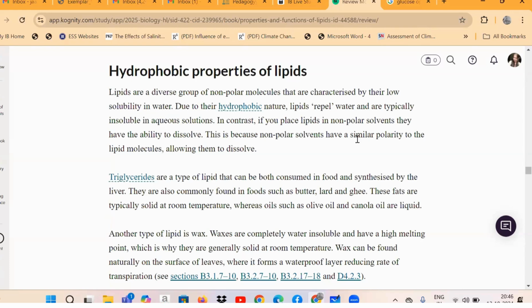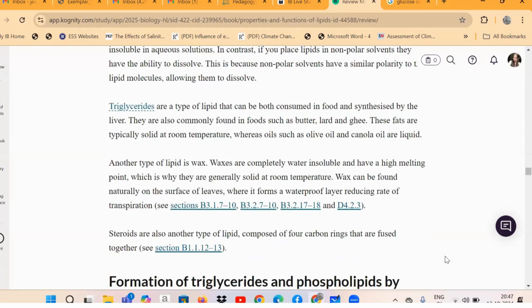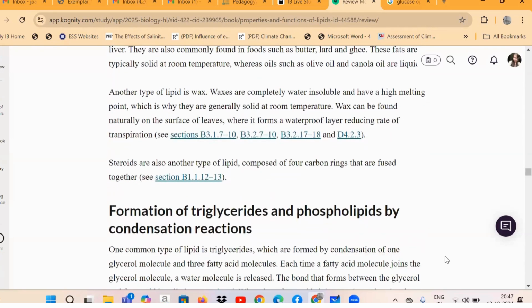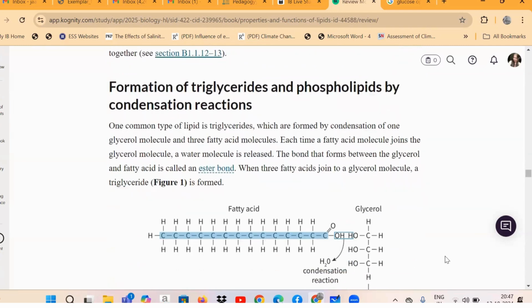So triglycerides are foods that you consume and are synthesized by the liver. For example, butter, ghee, and all, they are typically solid at room temperature, and oils which are liquid. You have another type of lipid which is called wax. So these are water insoluble, they have a high melting point, and they are generally solid at room temperature. Do you know where wax is present, and what is the function of a wax?